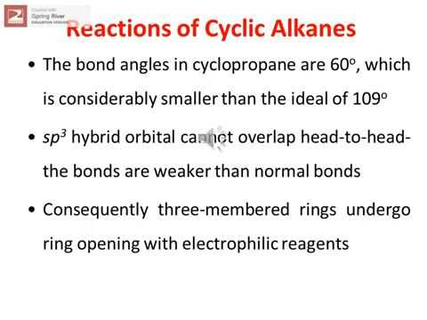From these addition reactions, the question comes why a cycloalkane is behaving like an unsaturated hydrocarbon, that is like alkenes and alkynes. The answer is that the bond angle in cyclopropane is about 60 degrees, which is considerably smaller than the ideal 109 degrees. The sp3 hybrid orbitals cannot overlap head-to-head. The bonds are weaker than normal bonds. Consequently, 3-membered rings undergo ring opening with electrophilic reagents, and hence cyclopropane gives addition reactions with halogens rather than substitution reactions.